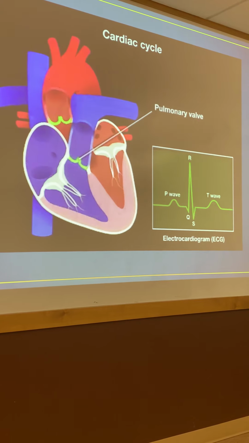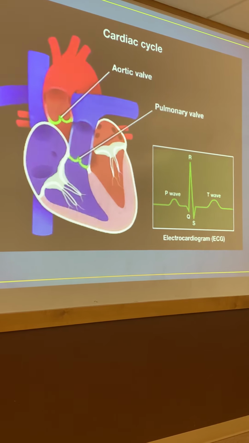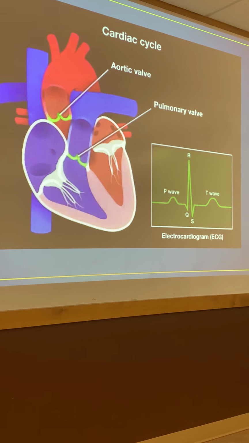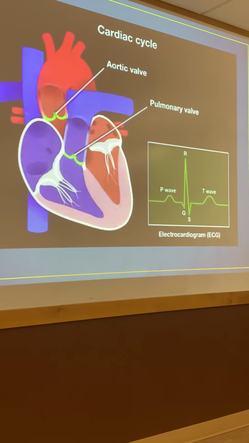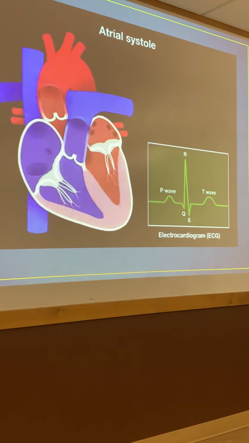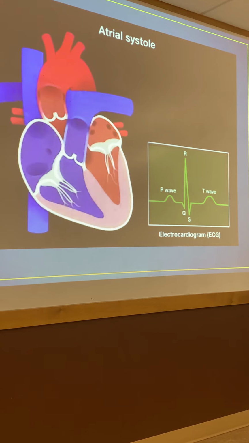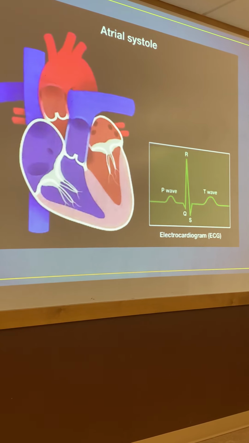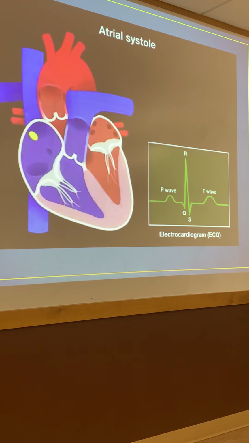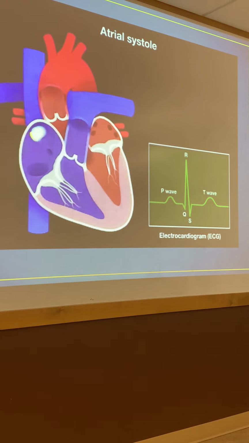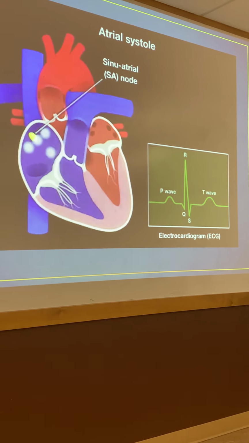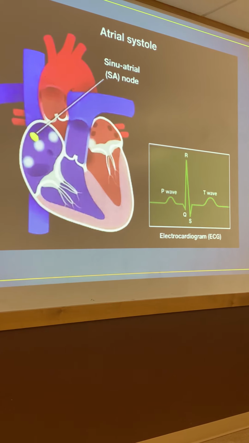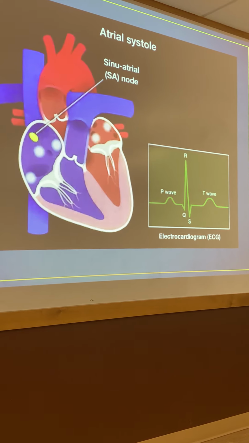At the same time, the pulmonary and aortic valves are closed, preventing blood in the pulmonary trunk and aorta from entering the ventricles. Ventricular filling is completed by atrial systole, or contraction. This contraction results from a series of events beginning with the spread of action potentials from the sinuatrial, or SA node, across the walls of the atria.